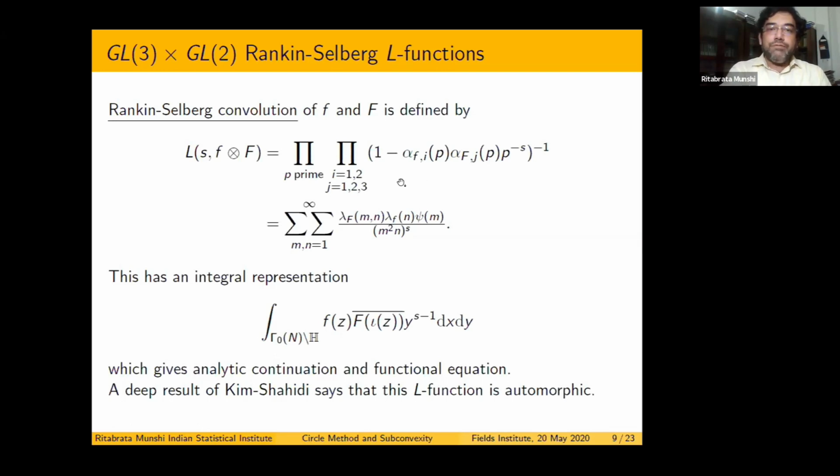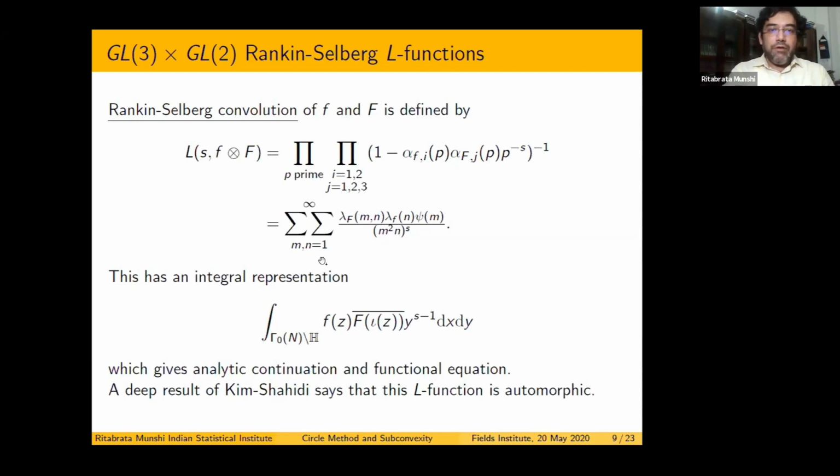If you expand this Euler product, which converges absolutely for sigma, the real part of s, greater than 1, then in that half plane it's given by this Dirichlet series. These are the normalized Fourier coefficients of the GL3 form and the normalized Fourier coefficients of the GL2 form f, and psi is the nebentypus of the form small f.